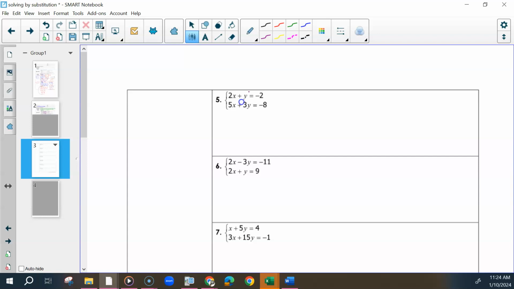So if you solve this one for y, how would I get this y by itself? Subtracting 2x. So we have y equals negative 2x minus 2. Now we have an equation that's solved for y. Now everything else is the same. Take this expression, put it into y for the other equation, not the same one you just solved. Rewrite this so we have 5x plus 3 times in parentheses negative 2x minus 2 equals negative 8.